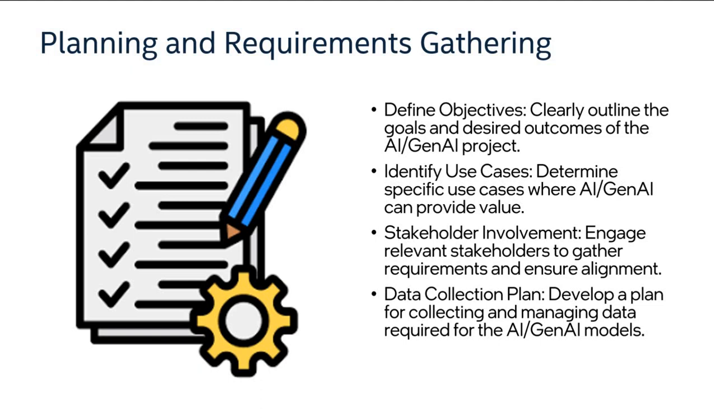Next comes the stakeholder involvement. We have to get stakeholders properly engaged in this process. We need to use their skills and their understanding also to gather the requirements and ensure alignment. We have to identify all the stakeholders, including the business leaders, the technical teams, end users, and we have to conduct interviews and meetings to gather input and requirements from the stakeholders.